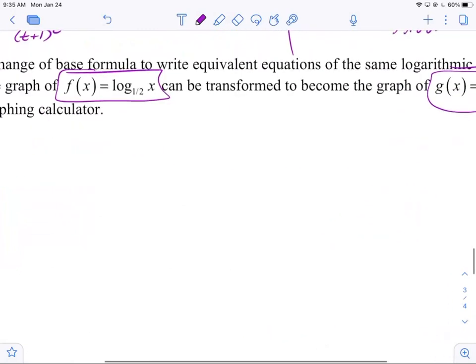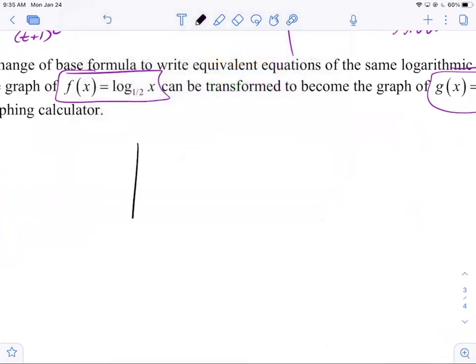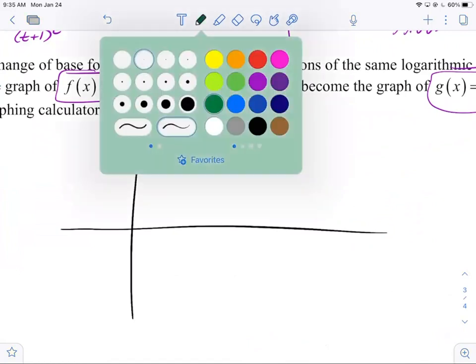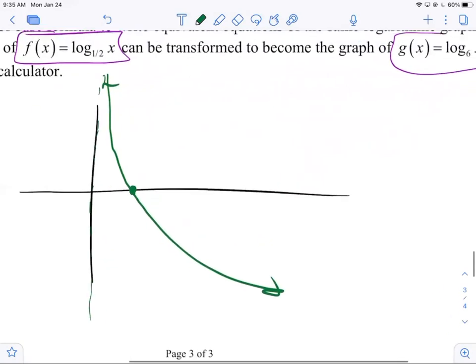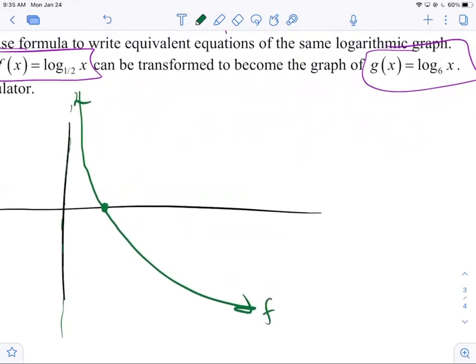All right, so this is a nice application of the change of base formula. If I start with log base 1/2 of X, first of all, is that logarithmic growth or decay? Logarithmic decay. Good. 1/2 is less than 1. So it looks like this, possibly. We'll call that f of X. I want to know what I have to do to get the graph of log base 6 of X. Now, is log base 6 going to be steeper or less steep than log base 1/2?